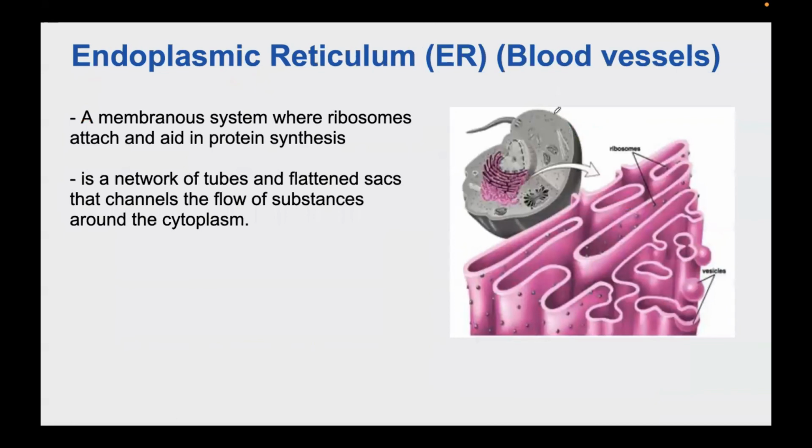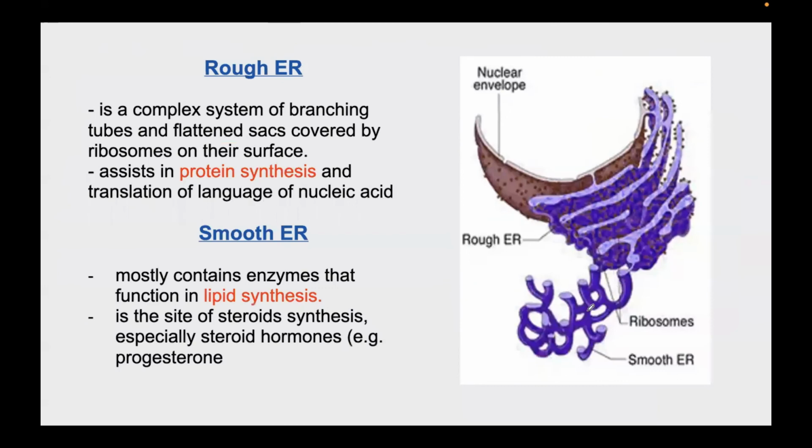Next, your endoplasmic reticulum or your blood vessels. It is a membranous system where ribosomes attach and aid in protein synthesis. It is a network of tubes and flattened sacs that channels the flow of substances around your cytoplasm. So, saan po nakakabit ang ating ribosome? Meron tayong two types of endoplasmic reticulum. Nasaan ba siya? Nasa smooth or nasa rough? Okay, so tama yung sinagot mo, nasa rough ER. It is a complex system of branching tubes and flattened sacs covered by ribosomes on their surface. It assists in protein synthesis.